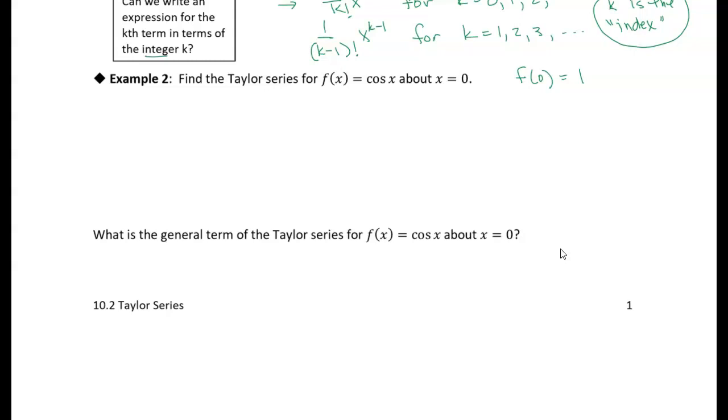Now we can just look at the derivatives here. The first derivative of cosine of x is equal to negative sine of x. The second derivative, the derivative of the derivative, is going to be minus cosine of x. We just keep taking the derivatives of the previous derivatives. The derivative of minus cosine of x is minus the minus sine of x, so we get sine of x. The fourth derivative is the derivative of sine of x, which is cosine of x.